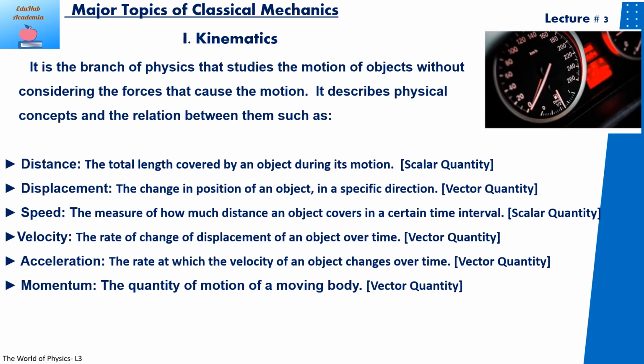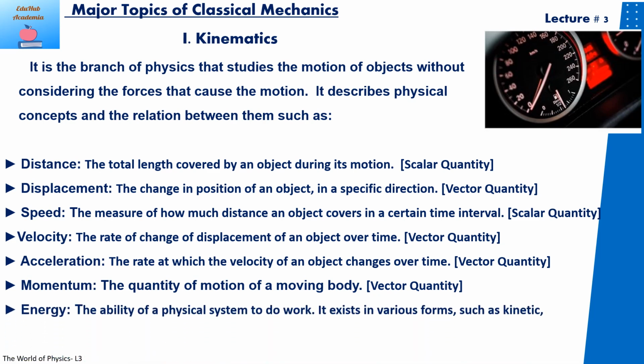Momentum, it's the quantity of motion of a moving body or moving object. Again, it's a vector quantity because it involves velocity, as we will see later on. Last one is the energy, and the energy is the ability of any object or any physical system to do work. And it exists in various forms such as kinetic, which relates to motion, potential, position, thermal, heat, elastic, or chemical energy. And of course, in general, energy is nothing but a scalar quantity.